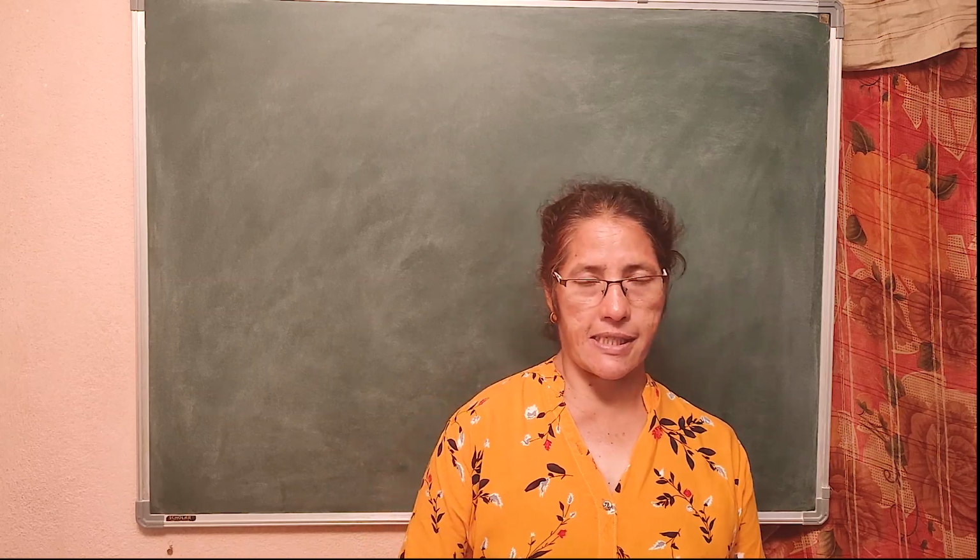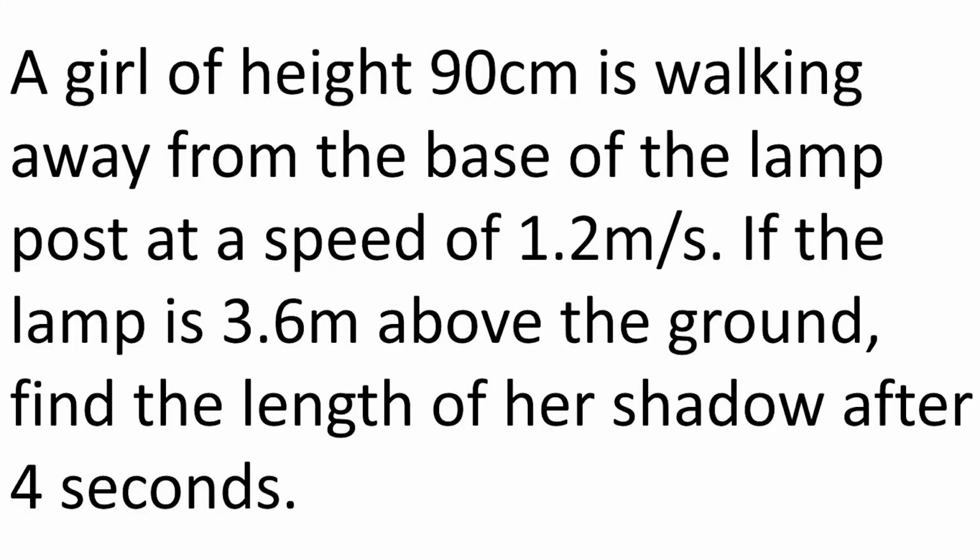Let me discuss the first one. A girl of height 90 centimeter is walking away from the base of the lamp post at the speed of 1.2 meter per second. If the lamp is 3.6 meter above the ground, find the length of the shadow after 4 seconds.